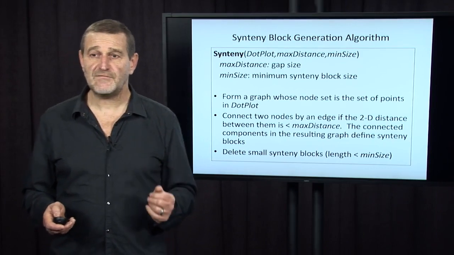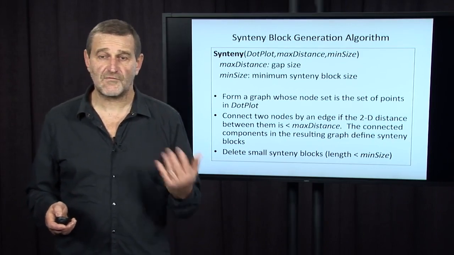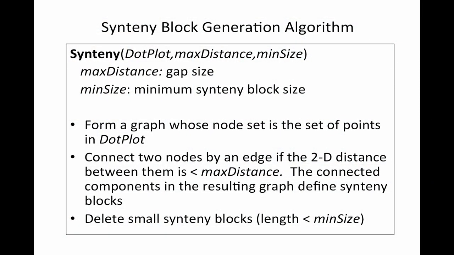Let's form a graph whose node set is the set of points in the dot plot and connect two nodes by an edge if the corresponding nodes are located at a close distance from one another. The connected components in the resulting graph define Synteny blocks, and afterwards we delete small Synteny blocks.